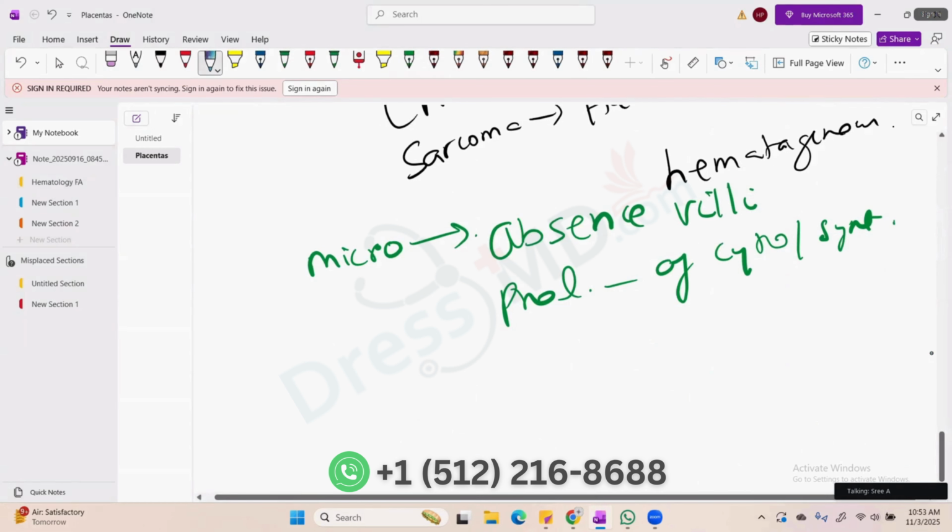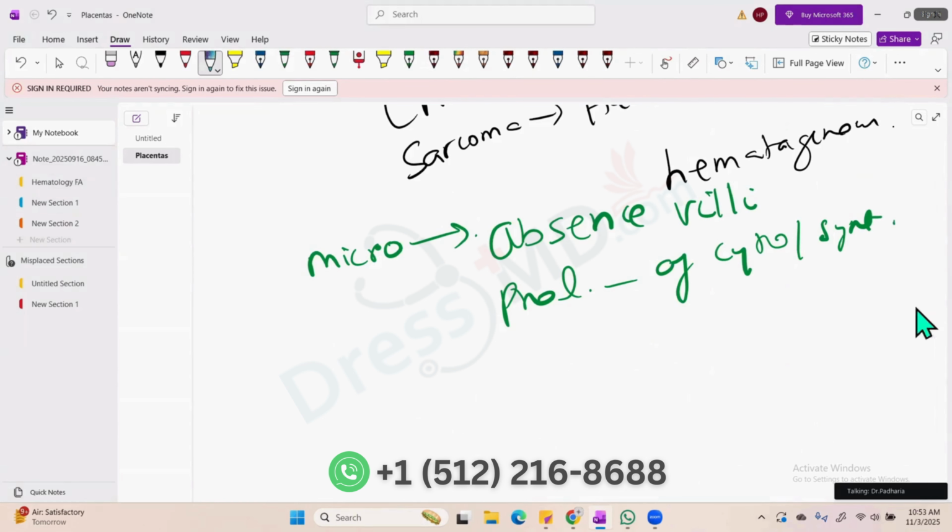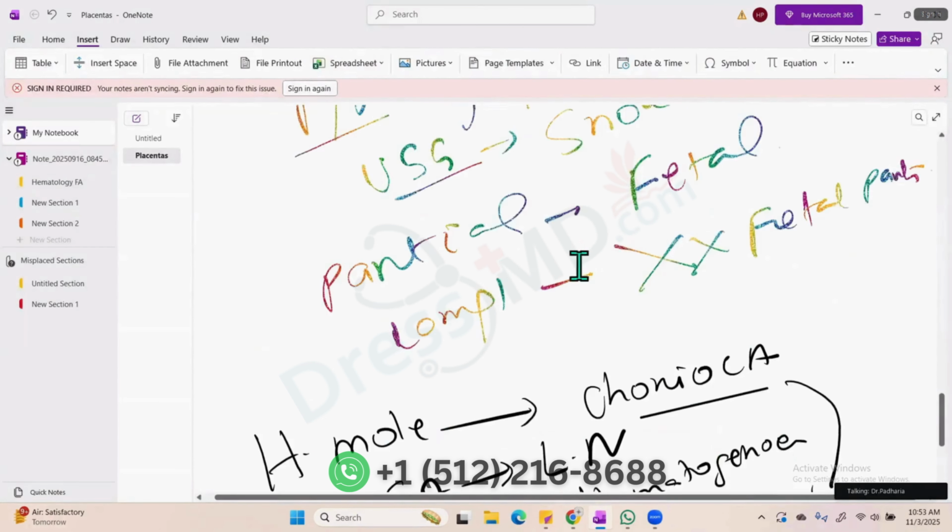Cannonball metastasis. Very good. Snowstorm is the ultrasonography finding of hydatidiform mole, correct? Yes, we saw. The snowstorm is for the hydatidiform mole.